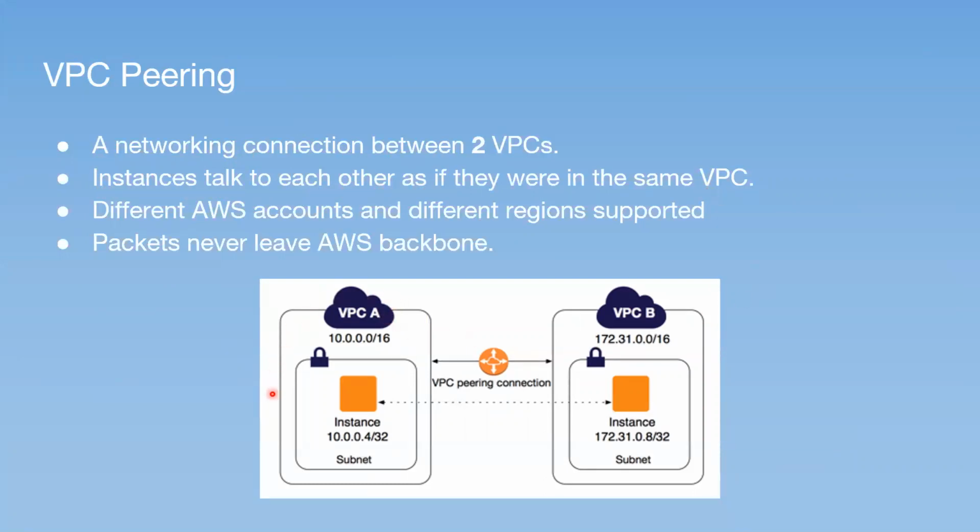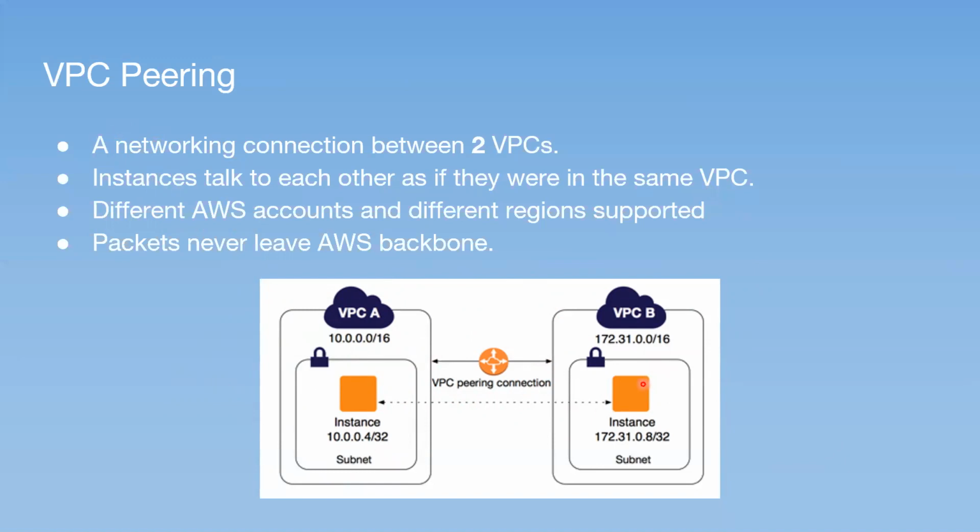So here we have a diagram. You have two VPCs. Each VPC has one instance inside. And when I set up a VPC peering connection, these two instances talk to each other as if they were all in one VPC. And VPC peering allows for different AWS accounts and different regions as well. So both of these VPCs can be in different regions and different AWS accounts.